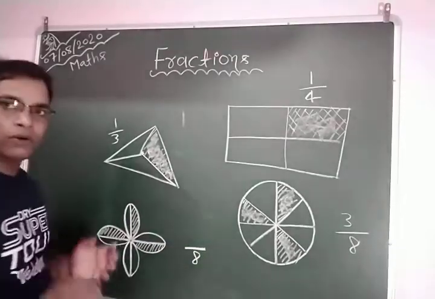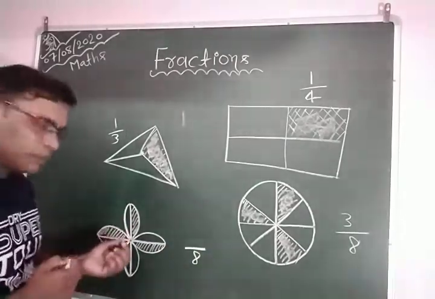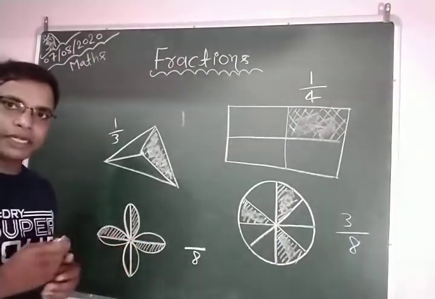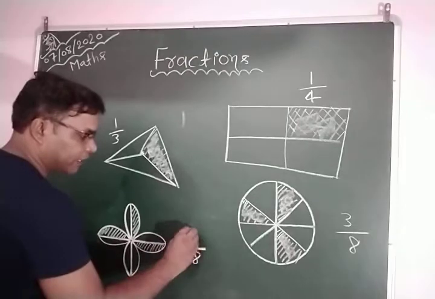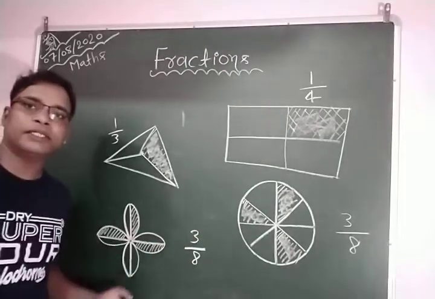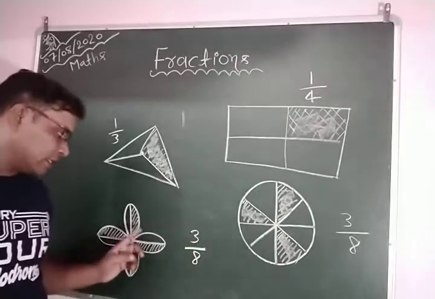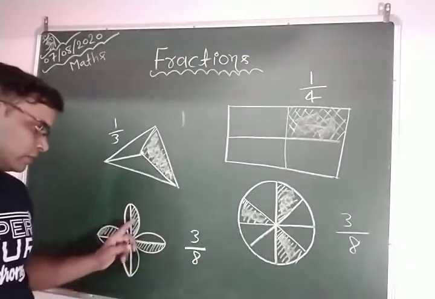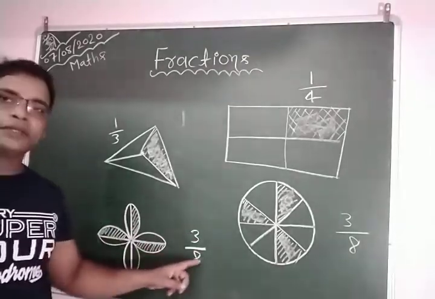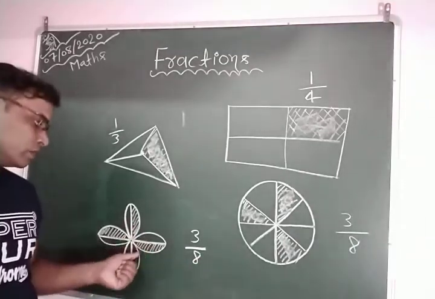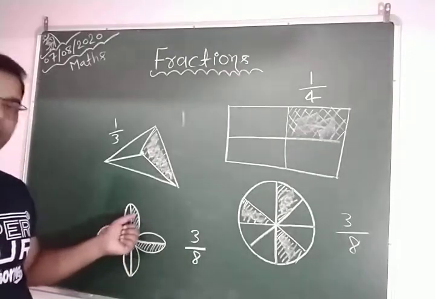This total, the whole, is 8 parts. And how many parts are shaded? Here 1, 2, 3. 3 parts are shaded. So you can write the fraction of the shaded part as 3 by 8. What is 3? 3 is the number of shaded parts: 1, 2, 3. What is 8? 8 is the total number of parts: 1, 2, 3, 4, 5, 6, 7, 8.